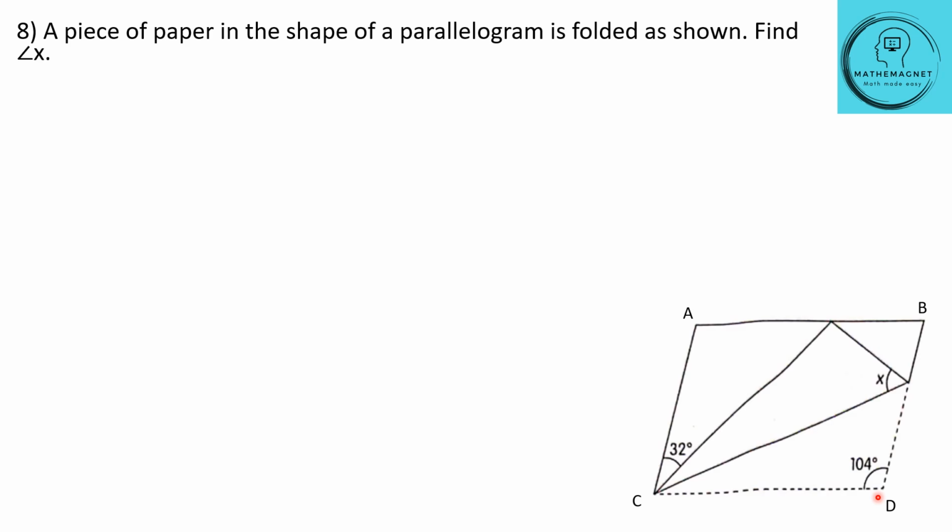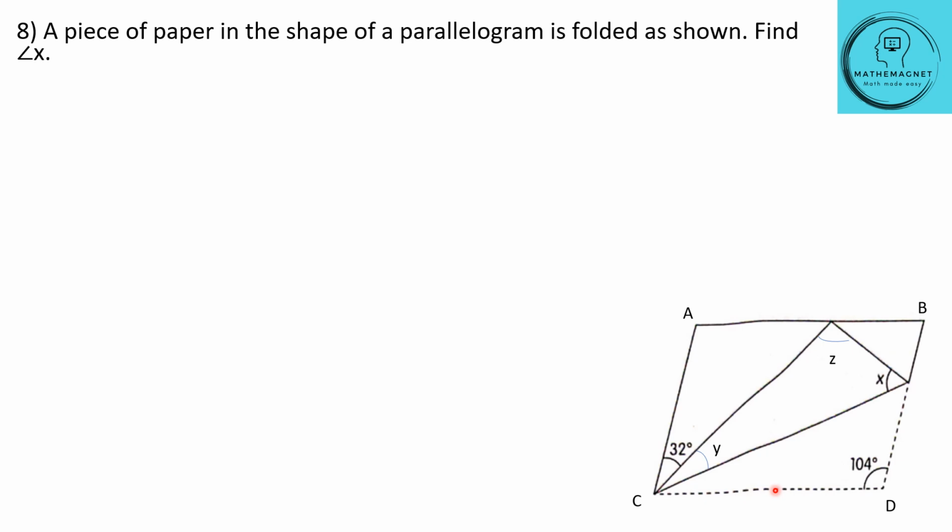Question 8. A piece of paper in the shape of a parallelogram is folded as shown. Find angle X. Now here this is a piece of paper that is in the shape of a parallelogram. They are taking this corner and folding it this way. Okay, from this corner they are taking it to the top. So let's see, and they ask you to find angle X that is formed here. Let's see how to solve this.